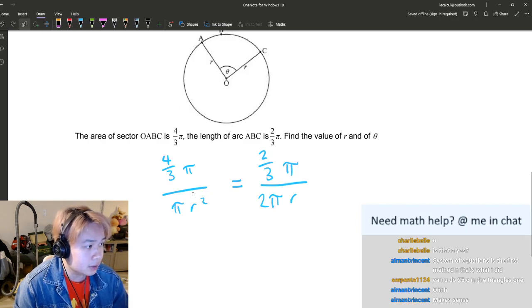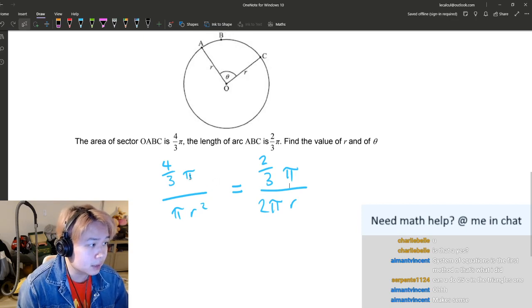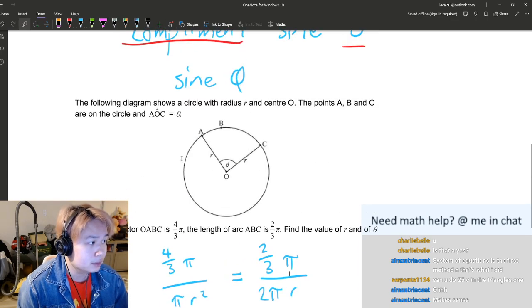So I think from this you can solve for r. And then you can go back and solve for theta afterwards. But like I said, that's not something I would have expected anyone to do. But it makes sense, right? The ratio of this arc compared to the whole thing should be also the same ratio as this sector area to the whole circle.